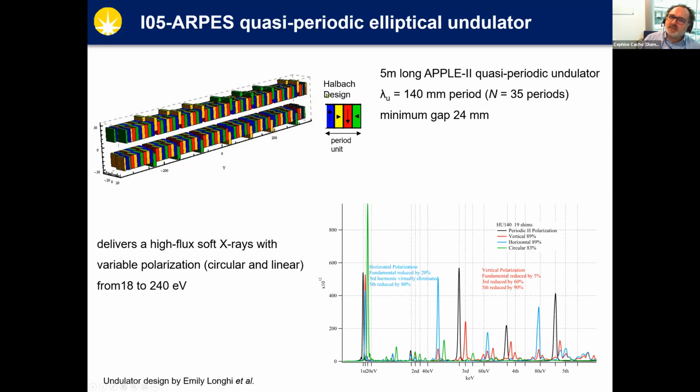But the particularity of this magnet is that the periodicity has to be quite long because we want to reach the low energy between 20 to 250 eV. This is a low energy beamline on the synchrotron. And so you need to have a long periodicity, 140 millimeters, and many periods to get a good flux. So this is a 5 meters long undulator.